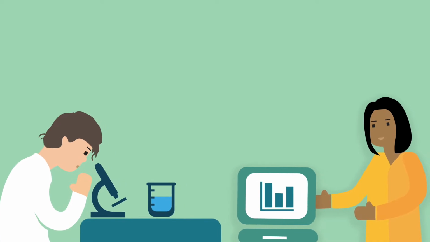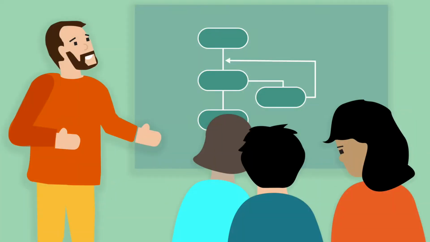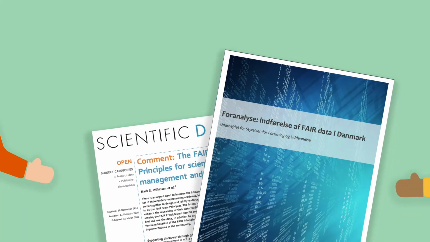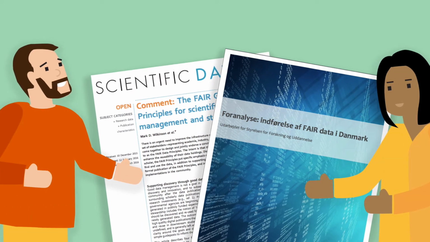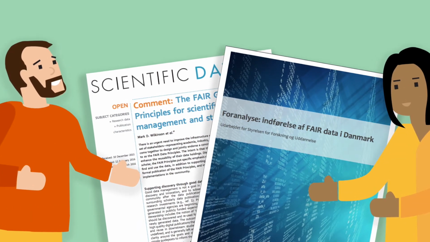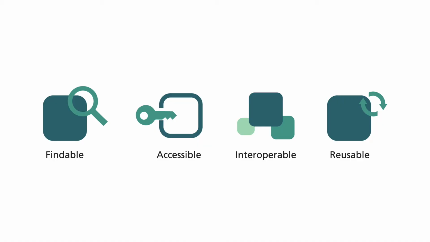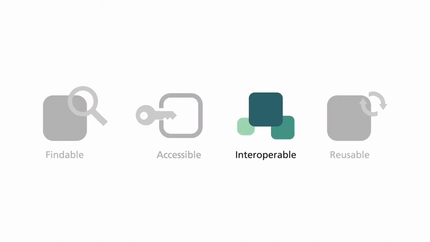No matter what kind of research you do or where you are in your career, sooner or later you will come across the FAIR principles for research data. Applying the FAIR principles means to make your research data findable, accessible, interoperable and reusable.